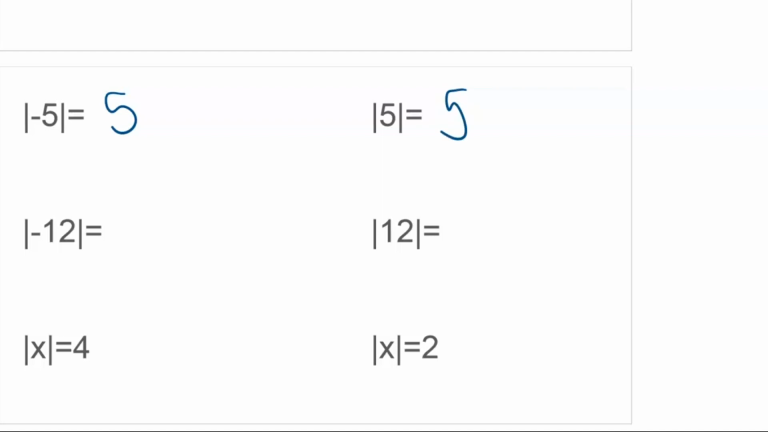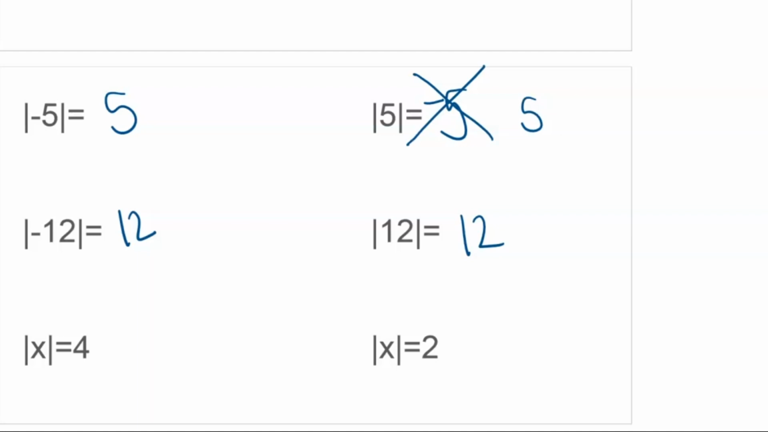This is where a lot of students get confused. A lot of students think that it comes out opposite. So a lot of students might say this comes out to be -5, but that's not right. It just comes out as +5. So it doesn't come out opposite, it always comes out positive. So the absolute value of -12 would come out to be 12. The absolute value of 12 would be 12.